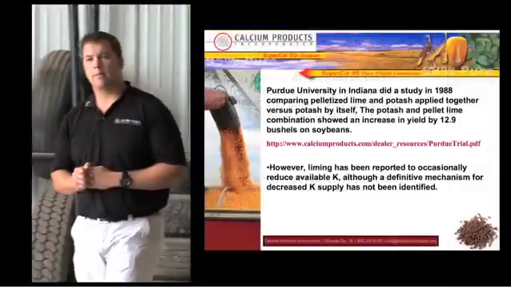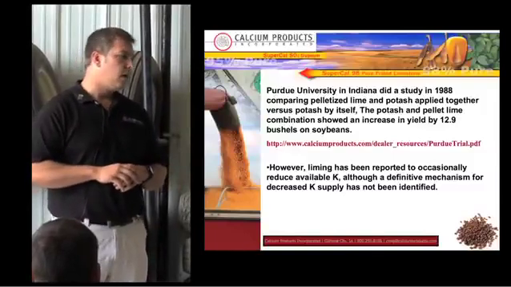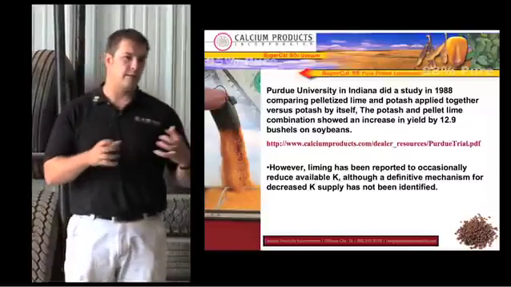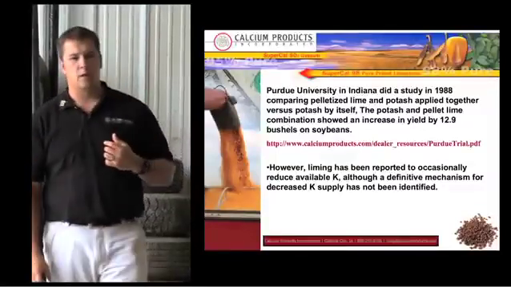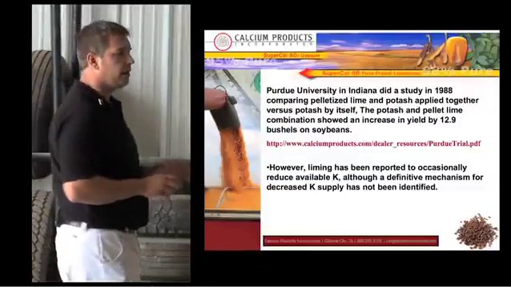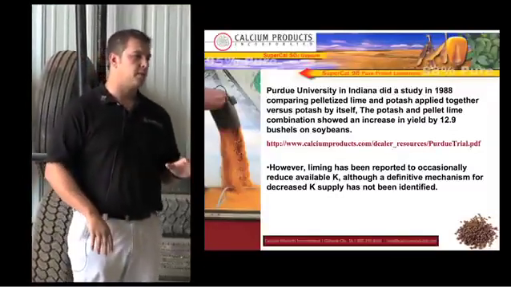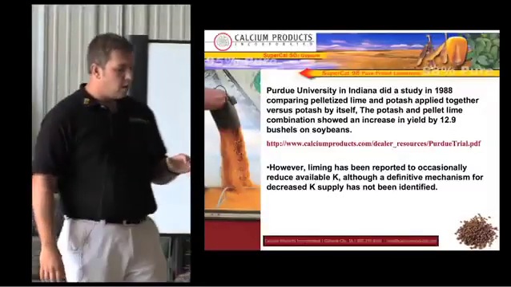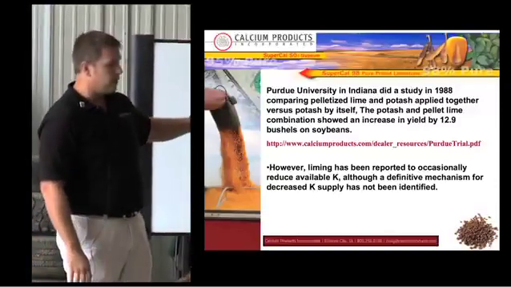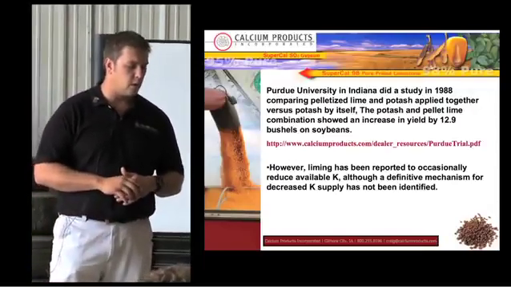You'll read all the time where the universities say, be careful going out with a lot of lime because you'll drive your potassium levels down. And that may be true, but they don't really have a definitive mechanism for why that is. They can't really tell you why that is. We think when you go out with 2 to 5 tons of ag lime, you're putting so much calcium out there that you're basically drowning out the potassium, and so the plant's not uptaking as much potassium. But there are tons and tons of studies that go back and show that applying calcium with potassium increases your potassium uptake.